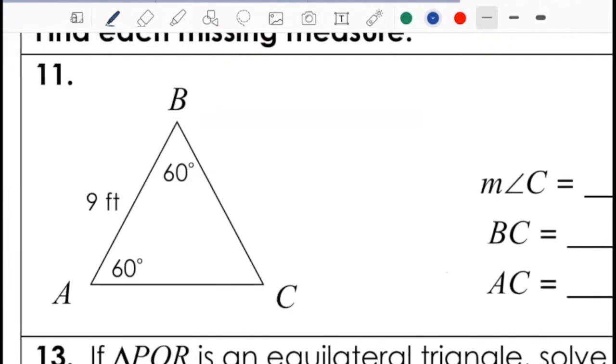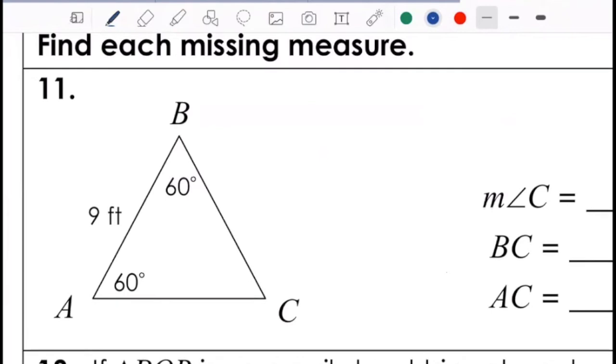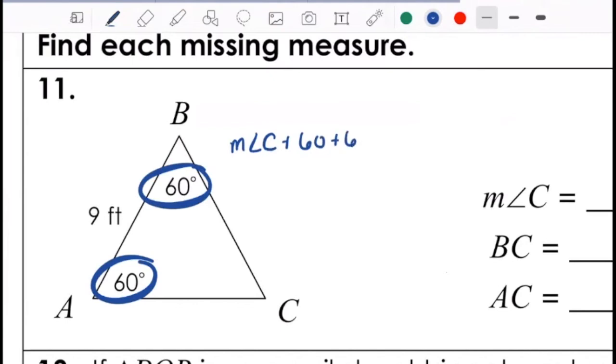All right, so they said find the missing measure. So I can go triangle sum theorem here. So measure of C is my unknown, plus 60, equals 180. Hopefully we start to realize that if two angles are already 60, the third one has to be 60. But let's do the math for fun, because math is fun.